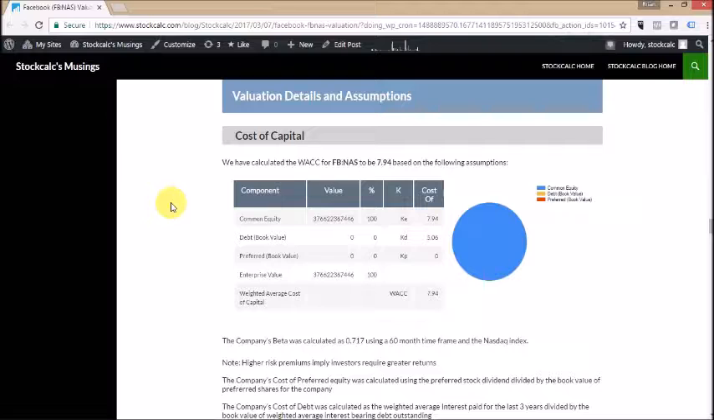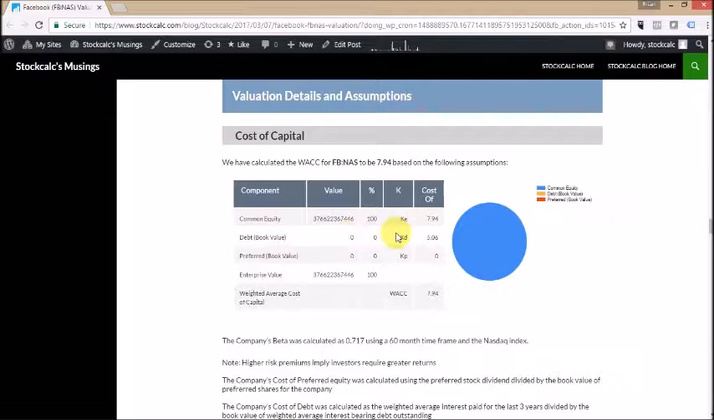Then we get into the actual details and assumptions. For every company that we run a report on, we create a cost of capital. This is the weighted average of debt and equity at their rates. In this case, Facebook has no debt on its balance sheet, so the company is financed through equity, and what we use is the cost of equity, or KE, and we've calculated the cost of equity for Facebook to be 7.94. Since there's no debt or preferred equity in the company, we end up with an average cost of capital of 7.94.